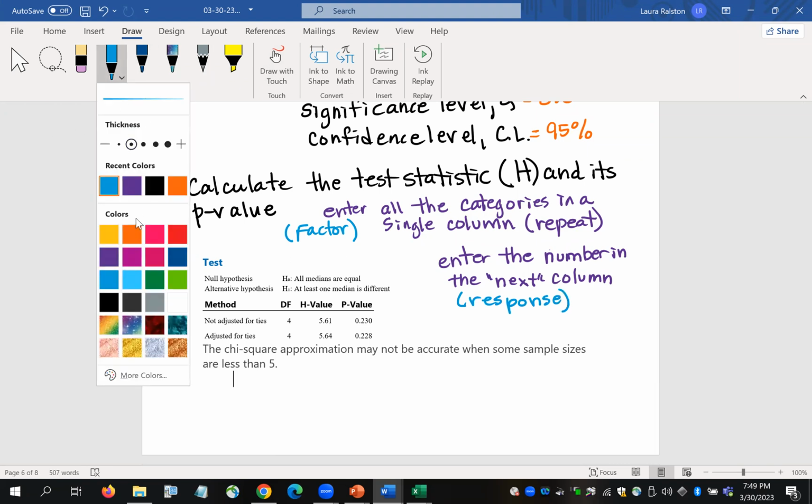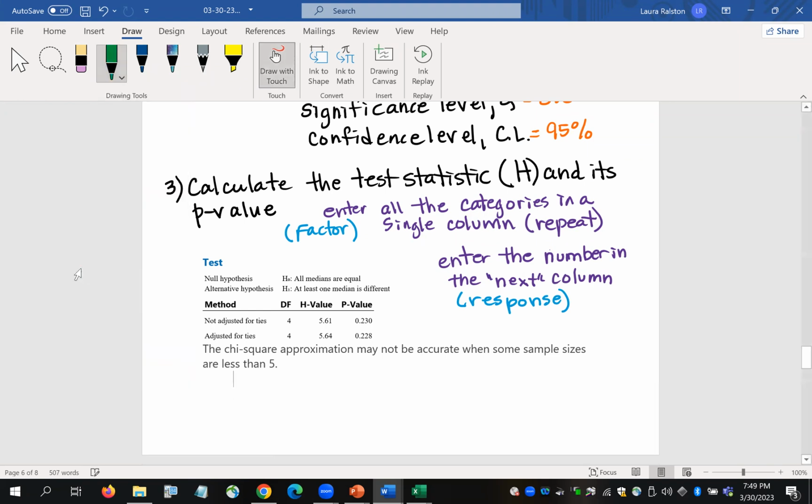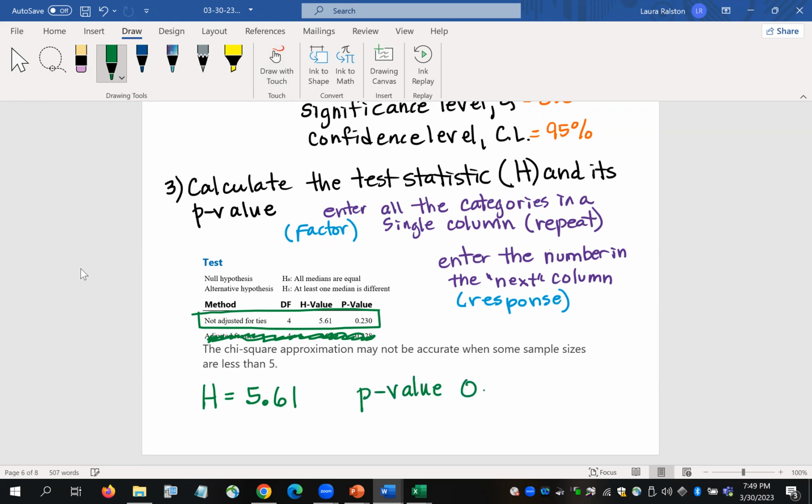We are going to use the one that is not adjusted for ties. So my H test statistic is 5.61 and my p-value is 0.230.